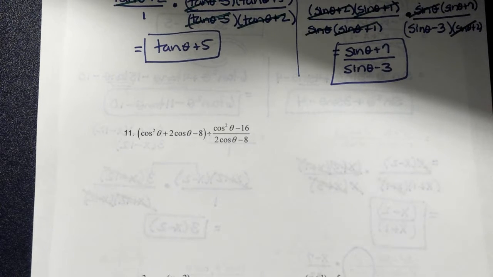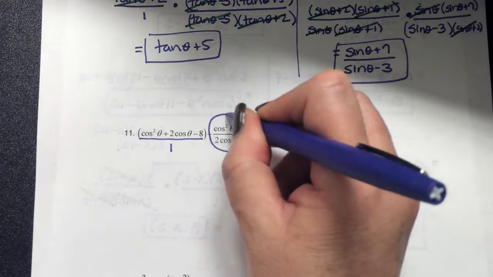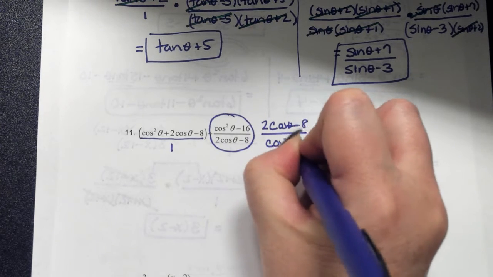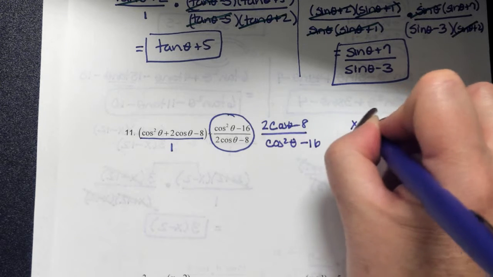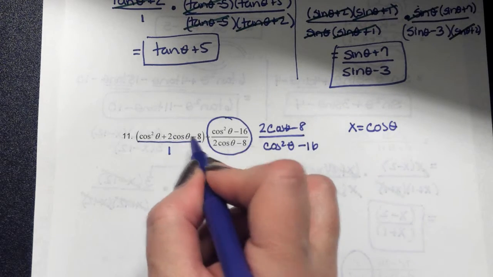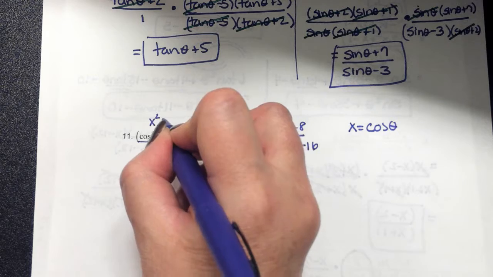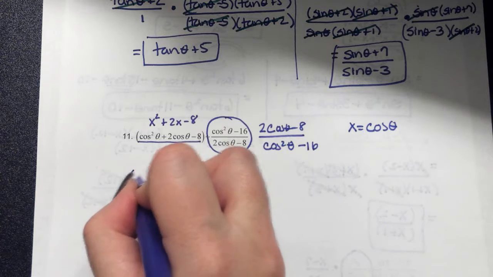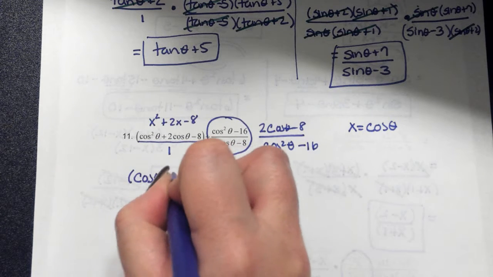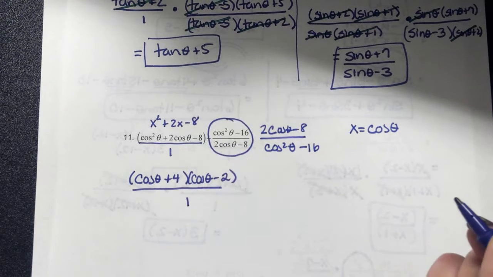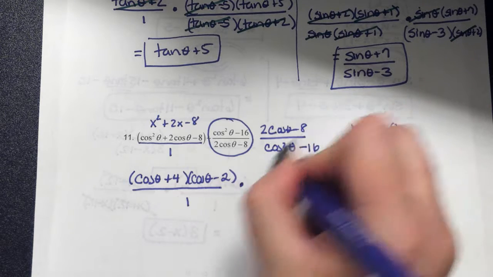So when you look at number 11, remember number 11 is a fraction over 1. Again, I have to multiply by the reciprocal, so I have to flip this fraction. Remember, if you're more comfortable, replace the cosine with an x. So when I look at cosine squared theta plus 2 cosine theta minus 8, if you want to, look at it as x squared plus 2x minus 8. Factors of negative 8 that add together give me 2. It's going to be a cosine theta plus 4 times cosine theta minus 2 all over 1 times. I can factor a 2 out.